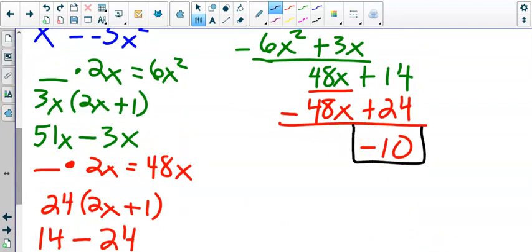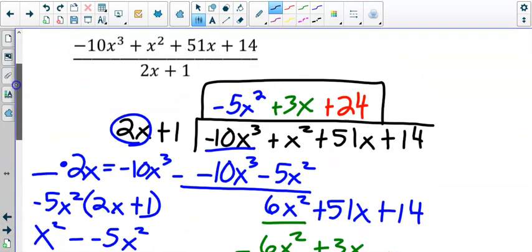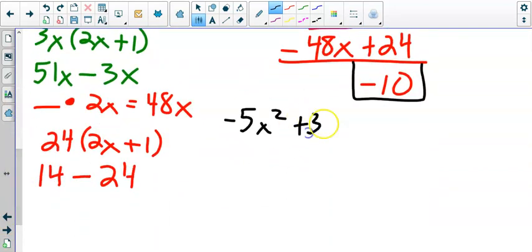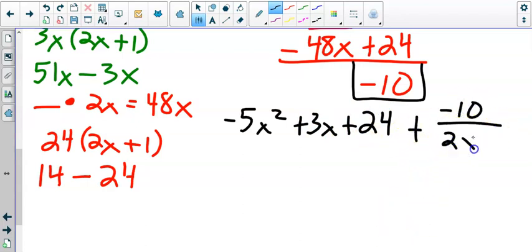Now, please know, again, that's not really how this answer should be written up. The real answer should look like negative 5x squared plus 3x plus 24 plus the remainder over 2x plus 1. Or if you want, you can take the negative and put it in front and say it's minus the 10 over that. That's how the answer should really look. But in iMath AS, we make you separate it out into the quotient and the remainder. Okay?